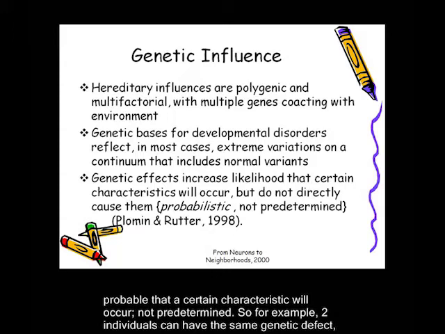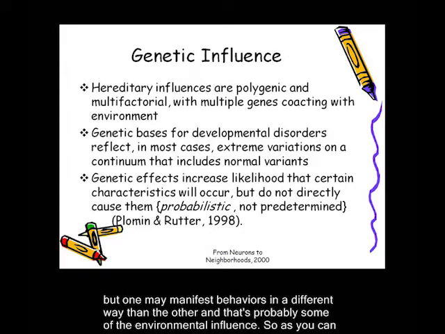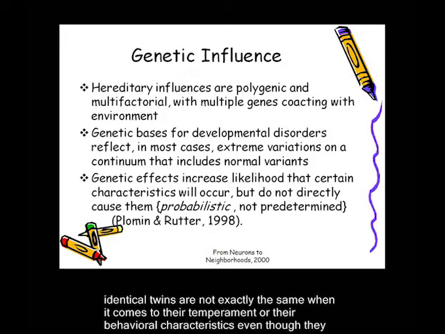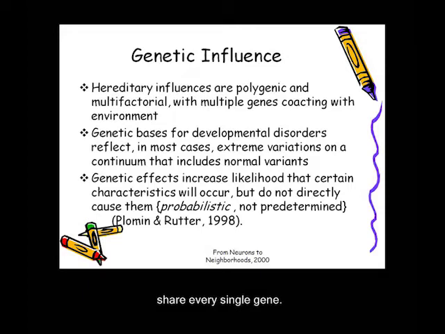So for example, two individuals can have the same genetic defect, but one may manifest behaviors in a different way than the other, and that's probably some of the environmental influence. So as you can see, nature via nurture manifests so differently even if the genetics are exactly the same. As you know, even monozygotic or identical twins are not exactly the same when it comes to their temperament or their behavior characteristics, even though they share every single gene.